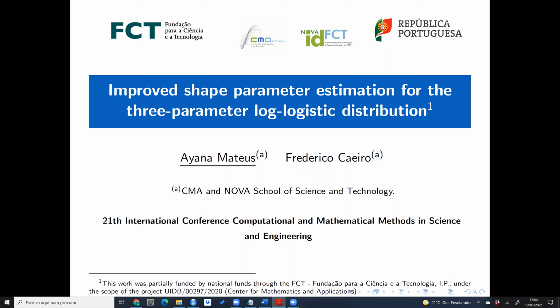My name is Ayana Mateus, and today we are particularly interested in estimating the shape parameter of a shifted log logistic distribution, also known as a three-parameter log logistic distribution. This is a joint work with Frederico Eire. We are both from Nova School of Science and Technology in Portugal.